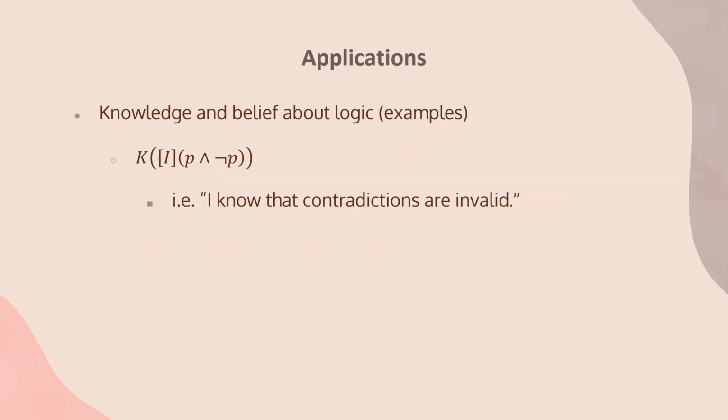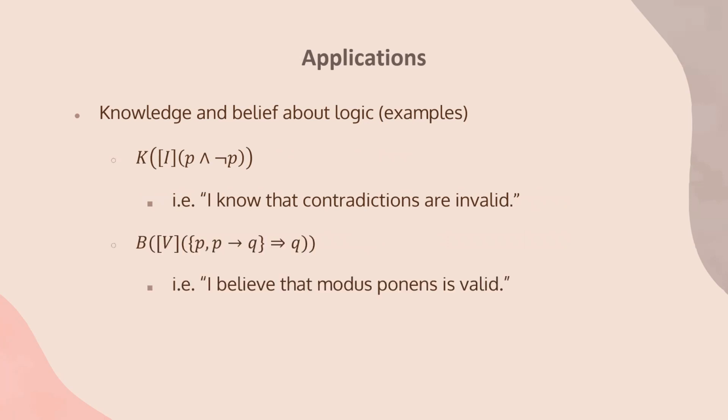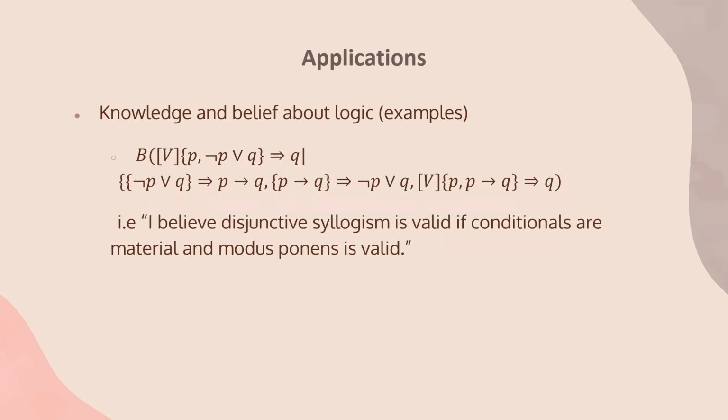So just to give some examples, we can say things like, I know that contradictions are invalid. We could say things like, I believe that modus ponens is valid. We could have even much more complicated things, like I believe that disjunctive syllogism is valid if conditionals are material and modus ponens is valid. Given the assumptions that I've made about closure and substitution holding at worlds, I think this is actually a theorem of that class of worlds.